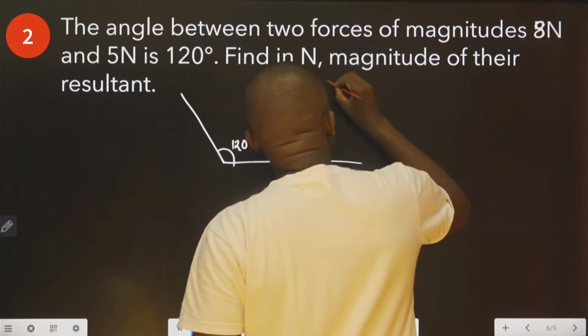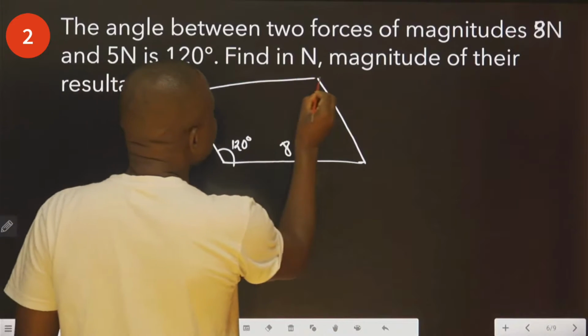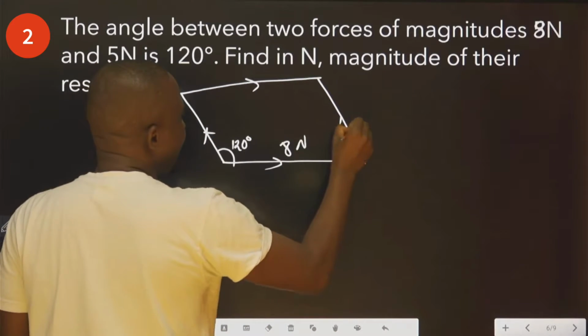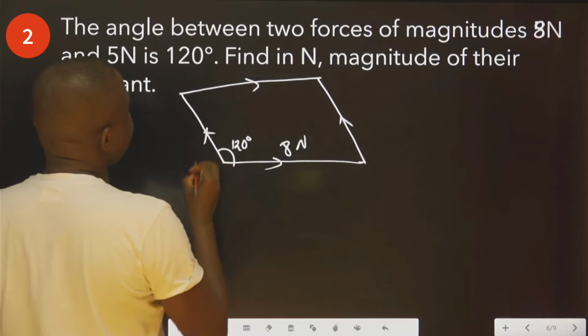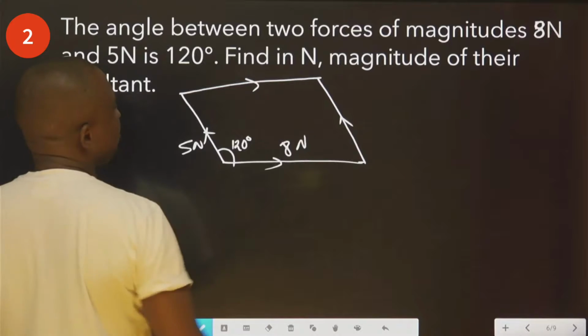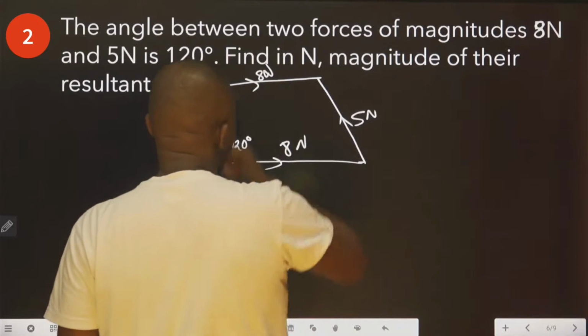So we are going to draw a line parallel to it, another line parallel to this one. So this and this, we say they are parallel. This and this are parallel, okay? So this is our 8 Newton, while this is our 5 Newton. We can transfer them as well to this side, transfer this to this side, okay?